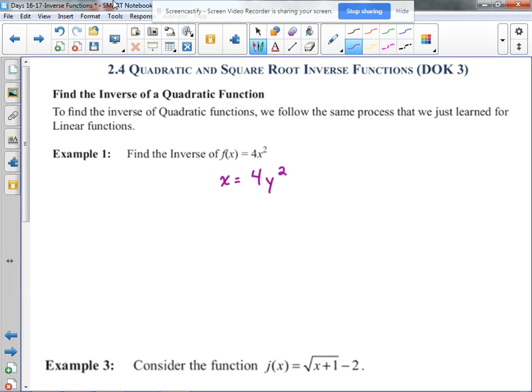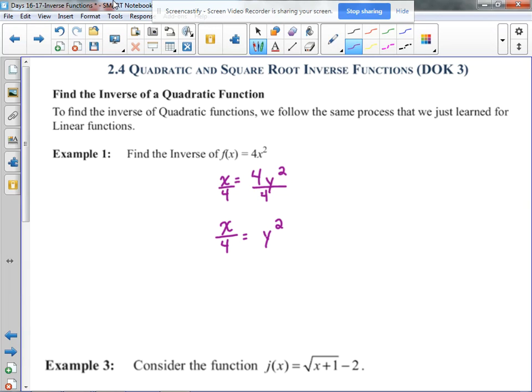Then we would add or subtract. Do we have anything to add or subtract here? No, there's nothing being added or subtracted to the y, so we just skip that step. Next, we multiply or divide. The y is being multiplied by 4, so we do the opposite, which is dividing by 4. So we have x over 4 is equal to y squared.